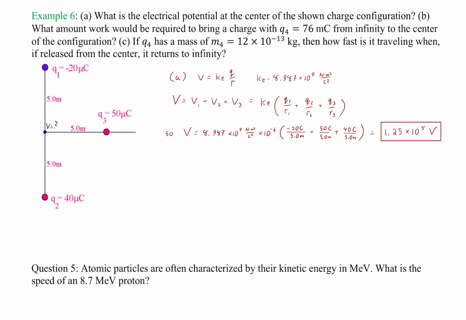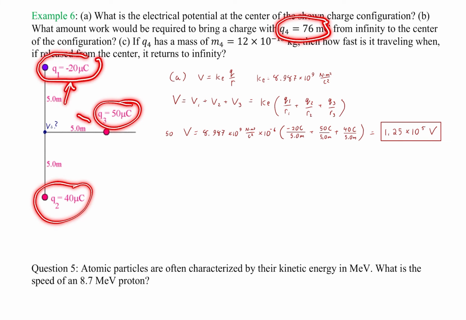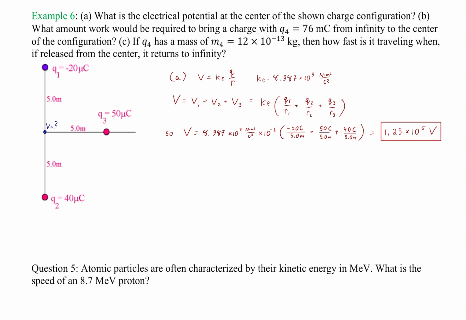Okay, all right, so that's part A. In part B, what amount of work would be required to bring a charge with a larger charge of 76 millicoulombs from infinity to the center of the configuration? So let's think about that, right? Would it be positive work or would it be negative work? Well, positive, because there's two positive charges here, and we're bringing another positive charge in. So even though the positive charge is attracted to this one, it's repelled by the two positive ones. So the overall force here is more repulsive than attractive. So it is effectively uphill, okay?